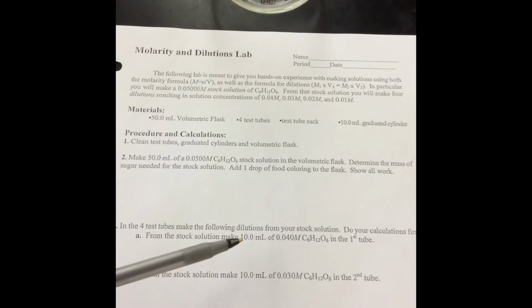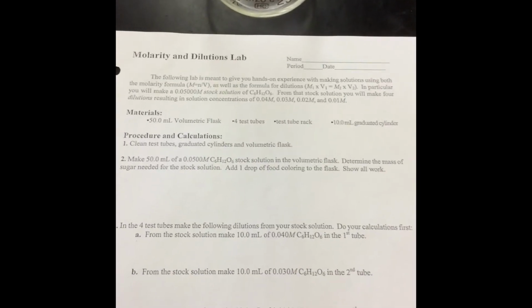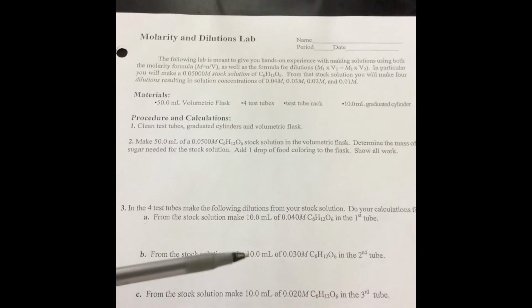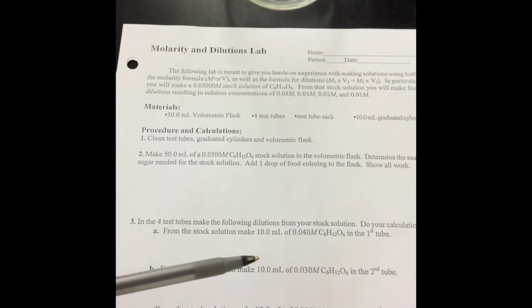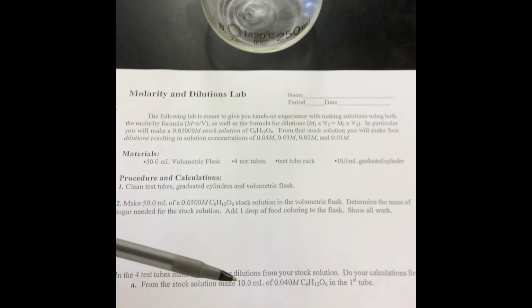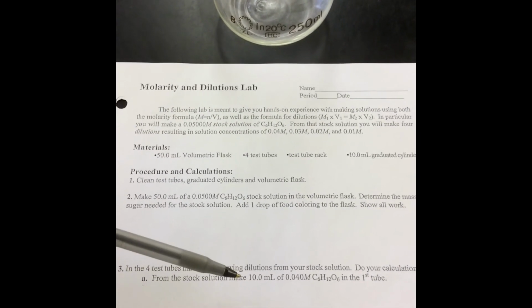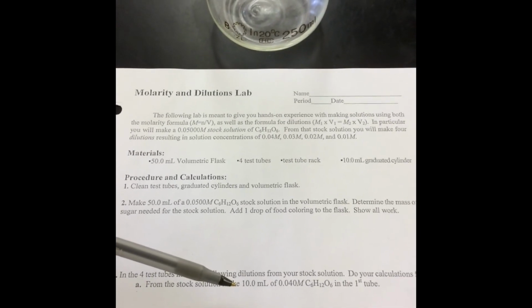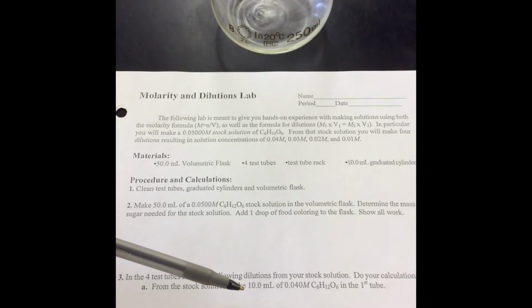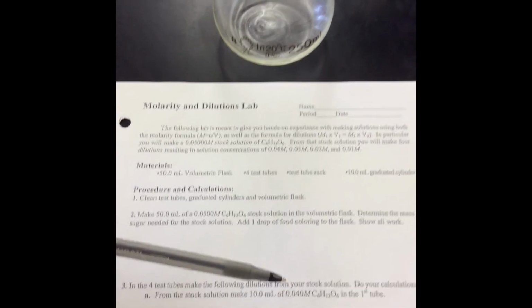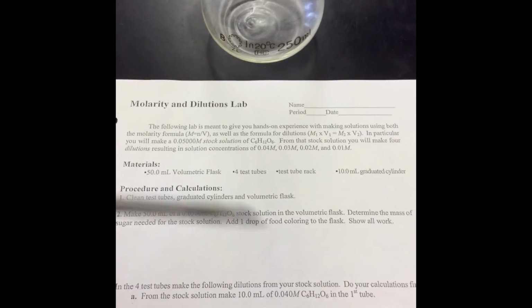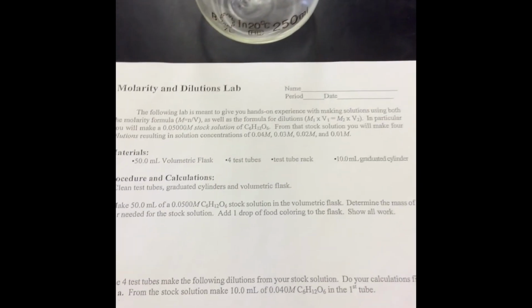So in the lab, it's telling you that you're going to end up making 4 different dilutions that are each 10 milliliters. So let's just say, for example, that when you do the math, it says you need 1 milliliter of this stock solution. What you would do is take out 1 milliliter, add it to the test tube, and now you should be able to do a little bit of easy math to figure out how many milliliters of water you have to add to dilute it up to 10 milliliters. And then you should be able to get that concentration right on. That is the idea behind this lab.